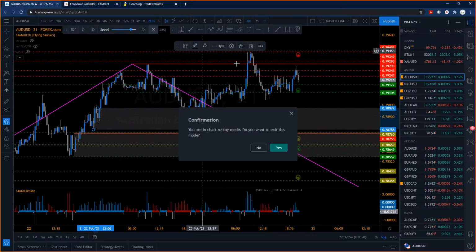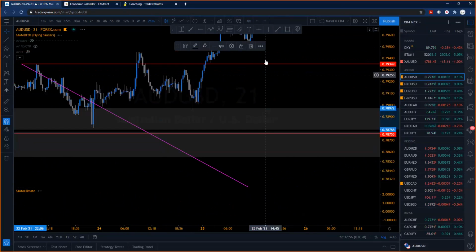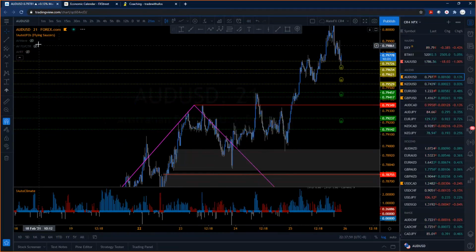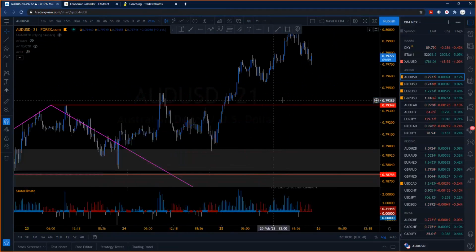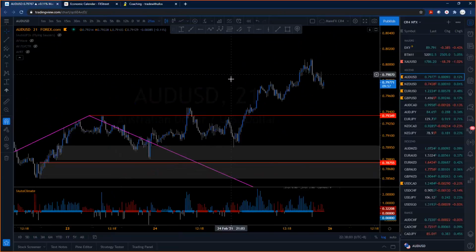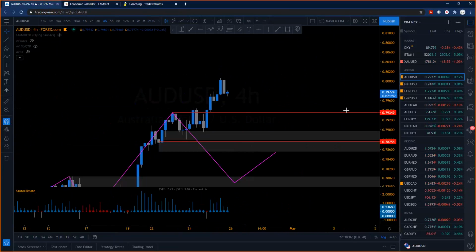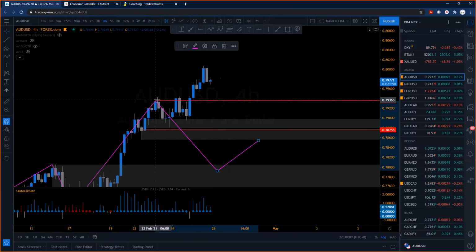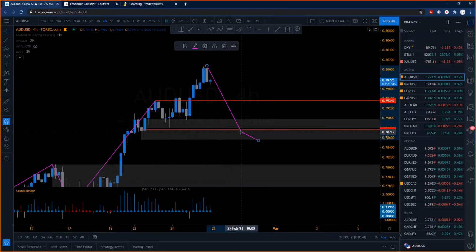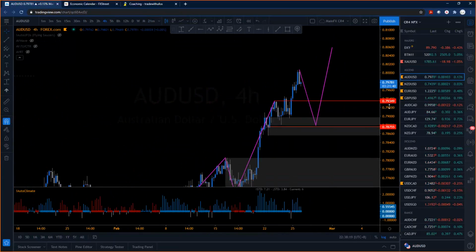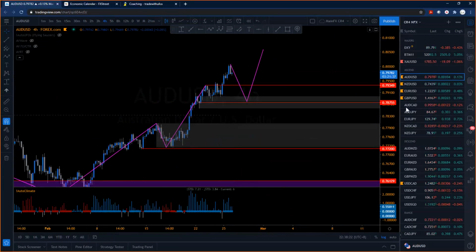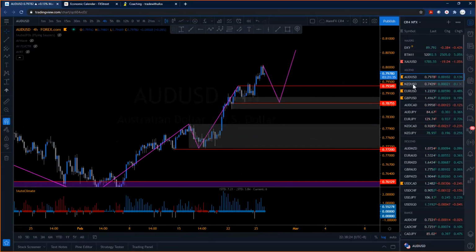Okay. All right. So Aussie looks like it's been pretty strong, and maybe we get a bit of a pause, but it has been very strong, so we don't want to ignore that fact. Okay. Same with the New Zealand dollar.